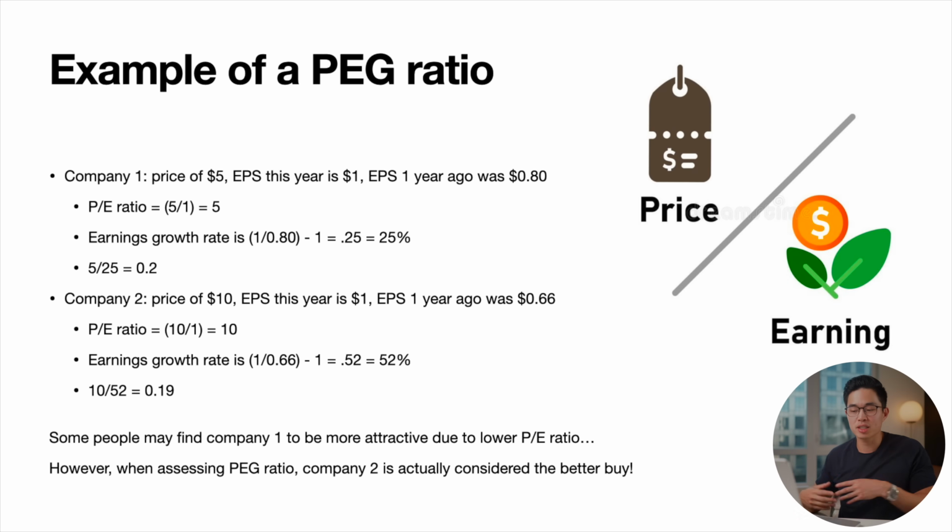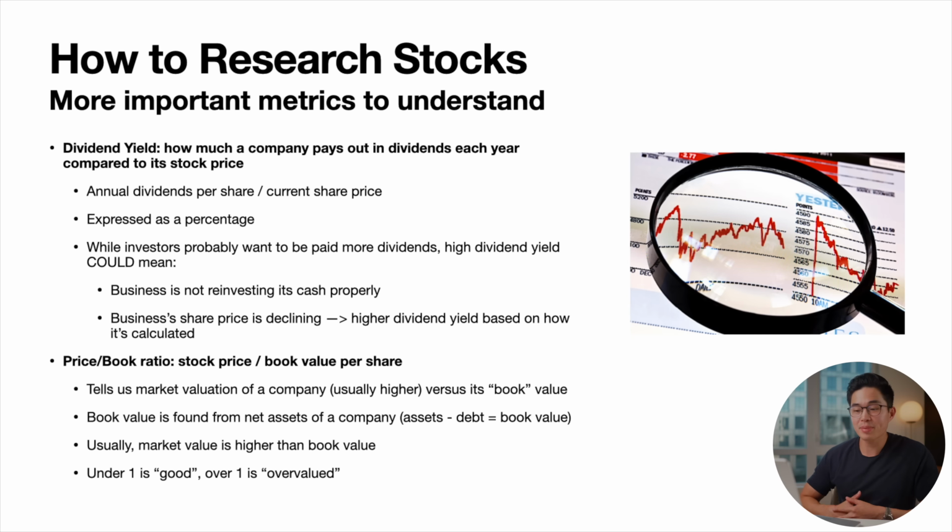So some people would actually think that is more of an attractive buy than company one. Next up is going to be dividend yield. And this is how much a company pays out in dividends each year compared to its stock price. The way that you calculate this is you're going to take the annual dividends per share and divide it by the current share price. And the dividend yield is expressed as a percentage.